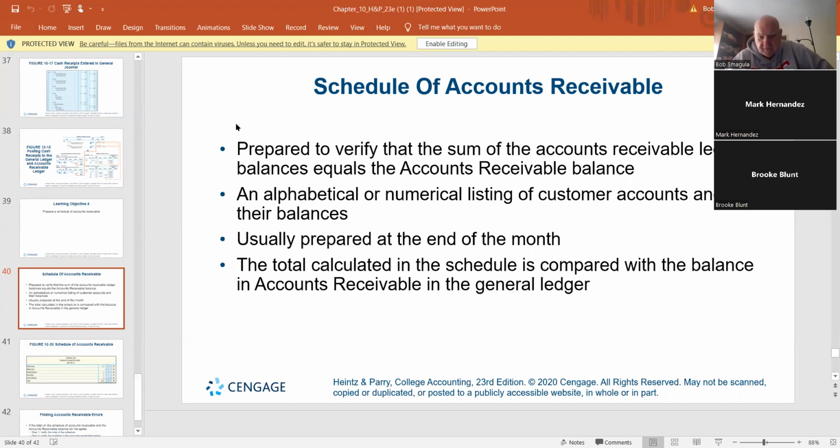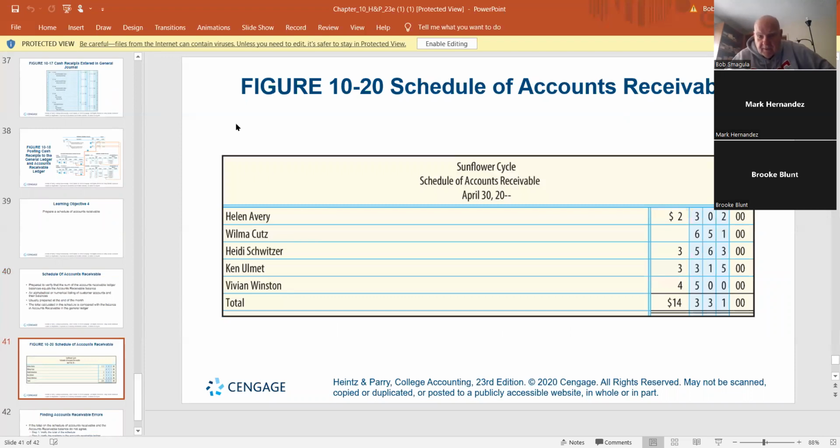And hopefully they agree. And take a look at it. This is pretty easy. Schedule of accounts receivable. Helen Avery, 2302, 651, 356, etc. And it adds up to 14,331, which needs to be the balance of accounts receivable.